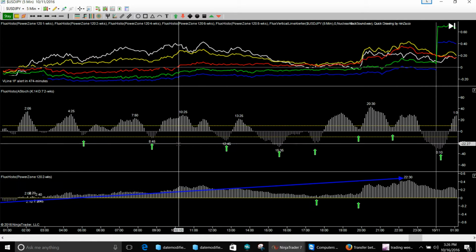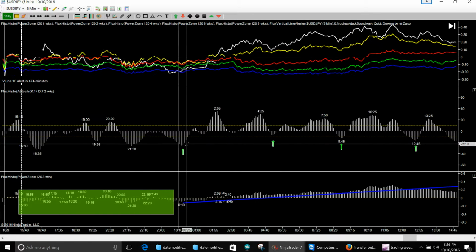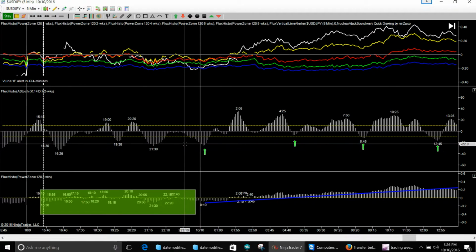I'll give you an example of how these histograms work, which was one of the trade examples from last week. Okay, traders, so I will update you with that video.